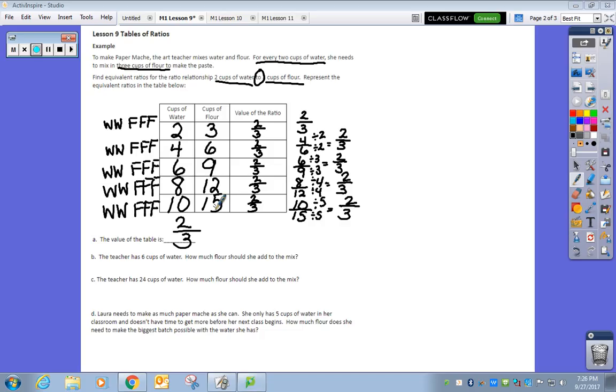So now that we know how this table is built and what the value of this table is, I'm going to answer some questions based on the information in the table. So question B says the teacher has 6 cups of water. How much flour should she add to the mix? So what I can do is just go up to the table, find 6 cups of water, and see how many cups of flour would match up with it. So 6 cups of water matches up with 9 cups of flour. So my answer would be 9 cups.